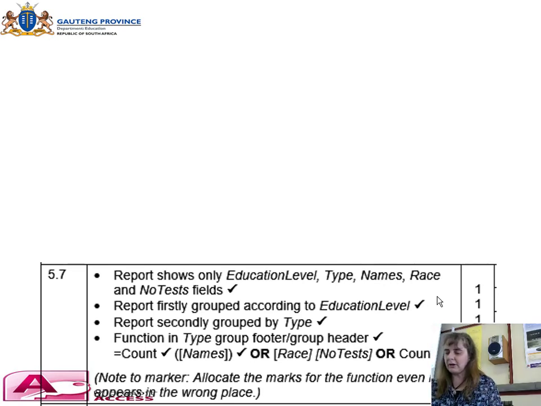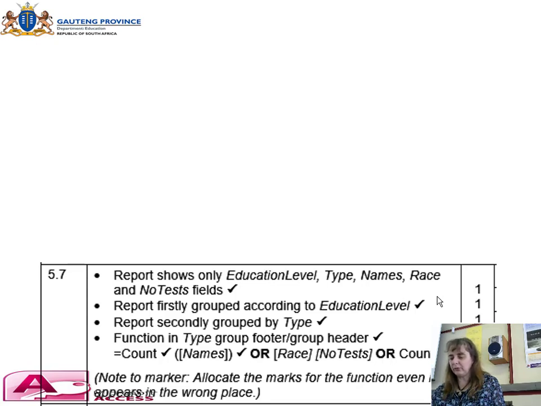Okay. So here we go. This is the block allocation. The report shows only the educational level, the type, the names, and the race, and no test fields. The report firstly groups according to the educational level, then secondly groups by the type. And then the function in a type group, footer, or the group header, it doesn't matter which one, must be there, and then it counts the names.